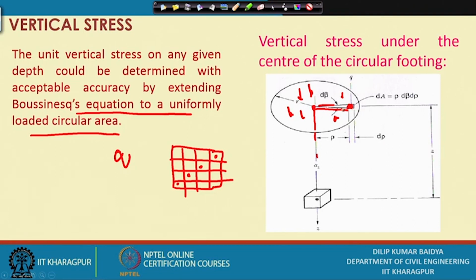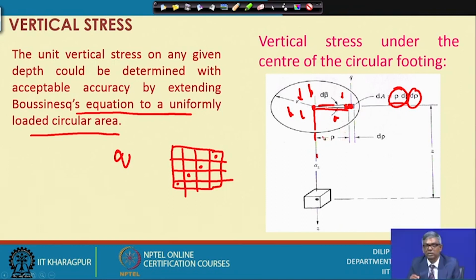This area will be rho times d beta will be the width, and thickness is d rho. So, that becomes dA, the small area of the small parts. I am considering this is a circular arc, then this circular arc will be r theta. Since at a distance rho and angle is d beta, rho d beta is the arc length.